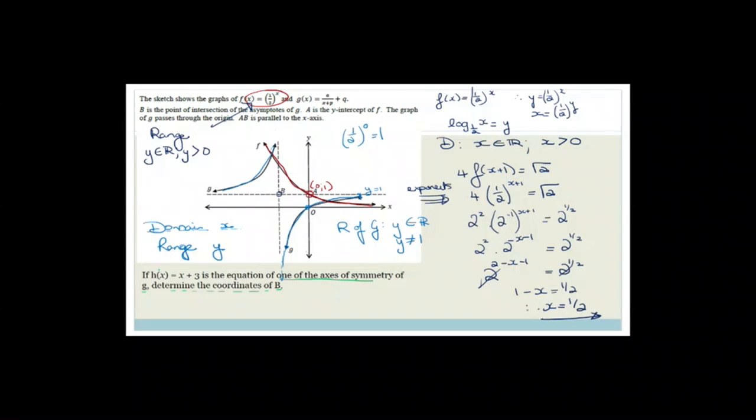Okay, now let's carry on. It says if h(x) = x + 3 is the equation of one of the axes of symmetry of g, determine the coordinates of B. So they want the coordinates of B, this here.